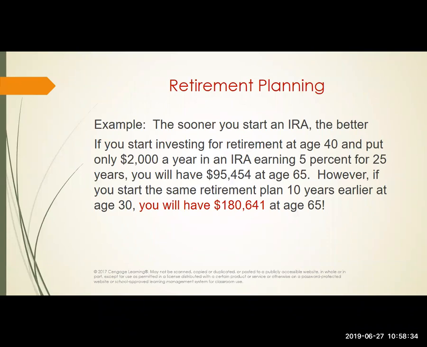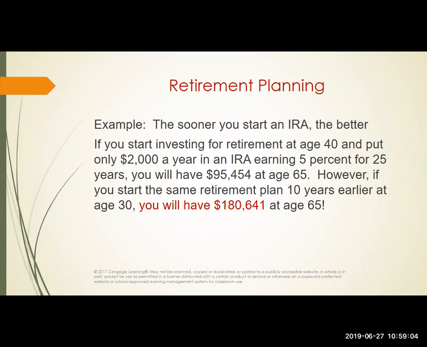So this is just discussing this idea of the time value of money. So the earlier that you start saving, an IRA is an individual retirement account, the better off you're going to be. So for example, just to illustrate this, if you don't start saving until you're 40 and you put away $2,000 a year in an individual retirement account that earns 5%, you will have $95,000 in 25 years when you retire.